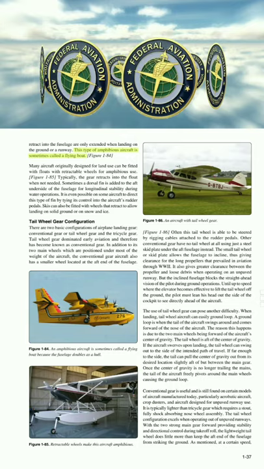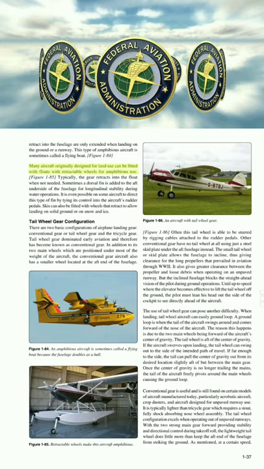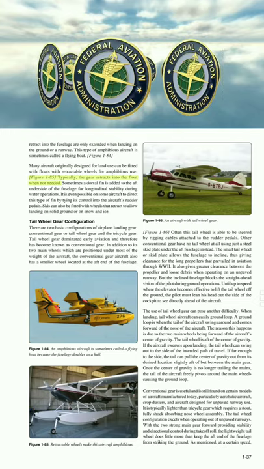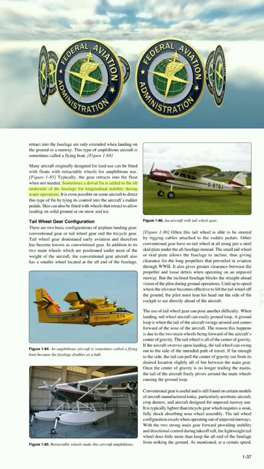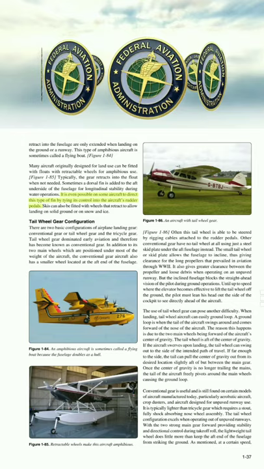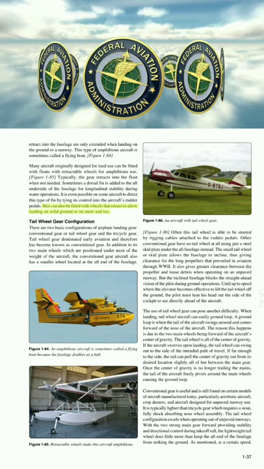Figure 184. Many aircraft originally designed for land use can be fitted with floats with retractable wheels for amphibious use. Figure 185. Typically, the gear retracts into the float when not needed. Sometimes a dorsal fin is added to the aft underside of the fuselage for longitudinal stability during water operations. It is even possible on some aircraft to direct this type of fin by tying its control into the aircraft's rudder pedals. Skis can also be fitted with wheels that retract to allow landing on solid ground or on snow and ice.